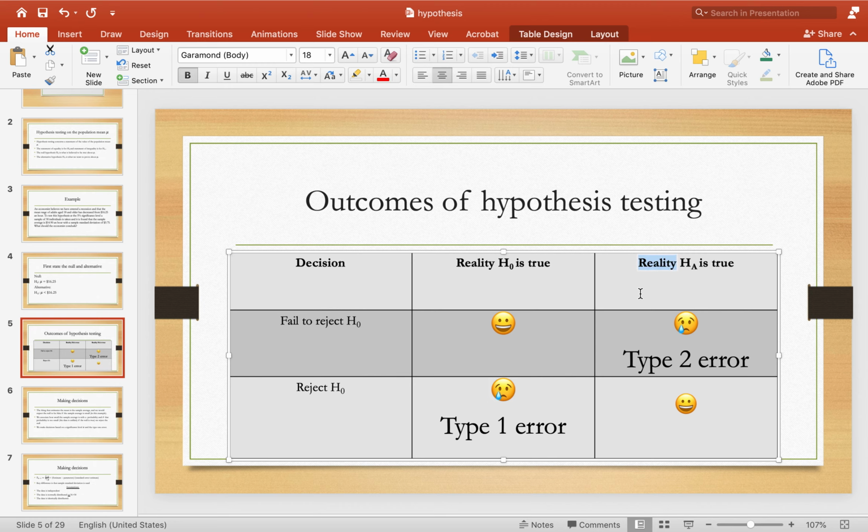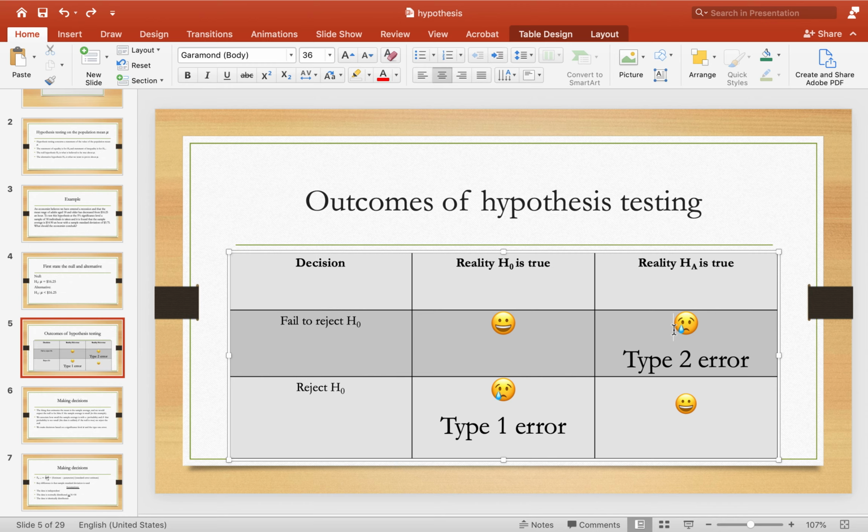Here, this column represents that the alternative hypothesis is true. Okay. Well, if you fail to reject H0, that means you fail to reject that they're innocent, meaning you conclude they are innocent in practical terms. You just don't have all the evidence. And the reality is that the alternative is true, that they committed a crime. Well, then you're letting a guilty person go free.